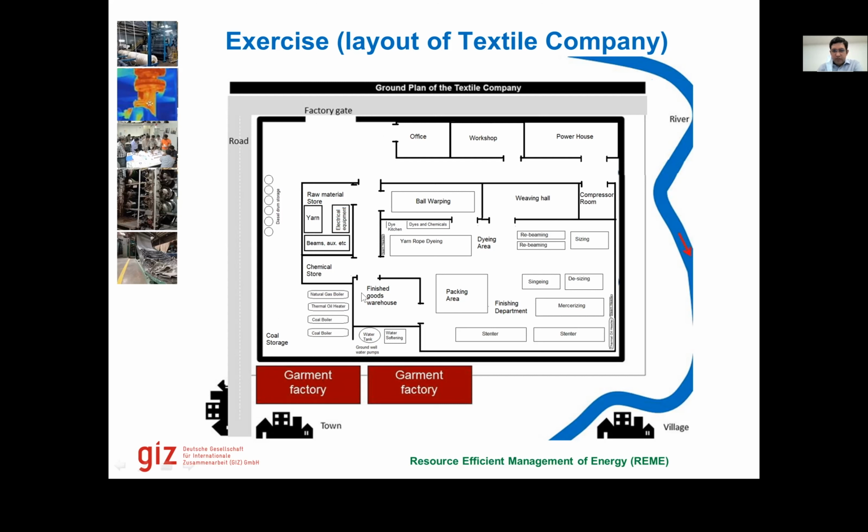This is the finished goods store. At the bottom, we have a water tank, ground well water pumps, and a water softening plant. The processes are like this. We have a ball warping process. What ball warping does is take yarn cones, combine them together, and club them in a rope form. It converts all the yarns into a rope, but it's a loose rope.